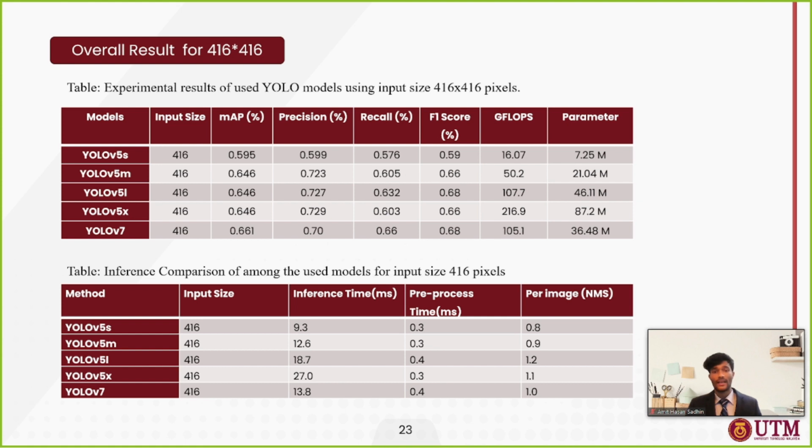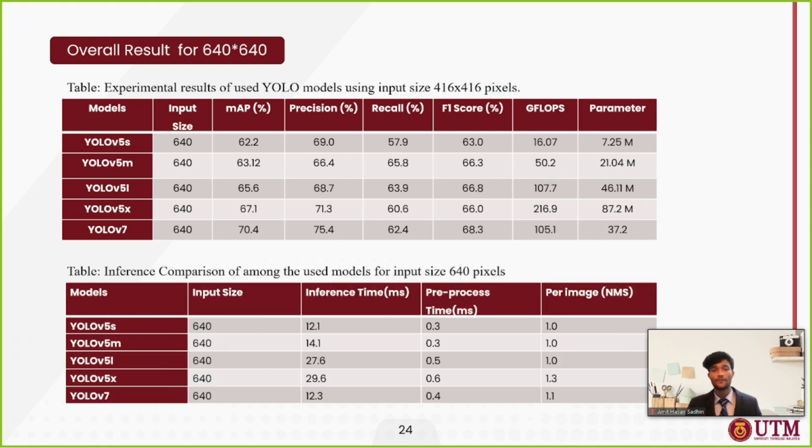For each model training, I selected two different input sizes, 460 by 460 and 640 by 640 pixels. My experiments with 460 by 460 pixel images revealed that YOLOv7 delivers a mean average precision, or mAP score, of 66%, outperforming other models. Additionally, YOLOv7 demonstrated a shorter average inference time compared to the YOLOv5 models, specifically M, L and X.